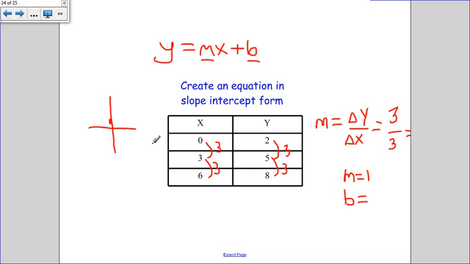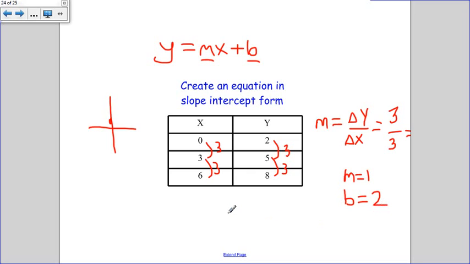So in order to find b, when we just have a table of values, all we need to look for is when our x value is 0, what does the y equal? That is our y-intercept, because it's going to be right on that y-axis. So our b, in this case, equals 2. Our b is 2. So we have found our slope, and we have found our y-intercept.